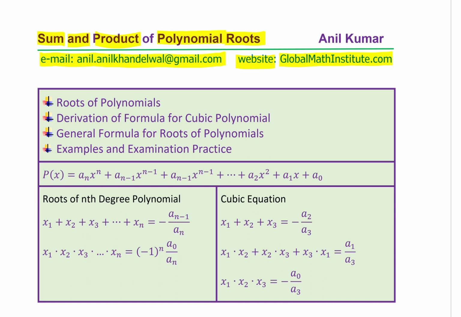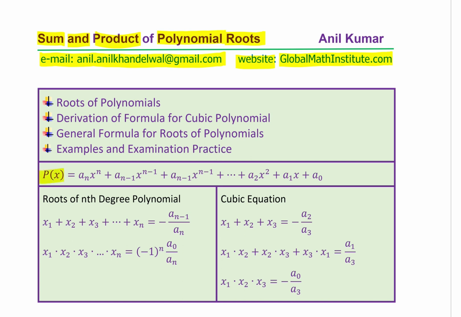So in short, we'll begin with the polynomials. What are they? If a polynomial is of degree n, it will have n roots. We'll derive formulae for cubic polynomial roots. We'll also have a general formula for roots of polynomials, and we'll take up examples and examination practice questions.